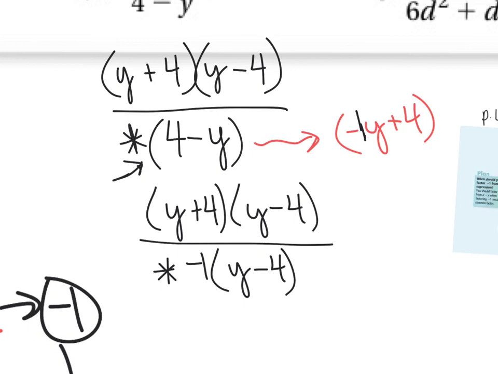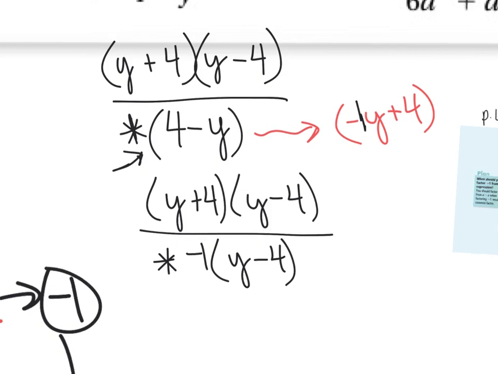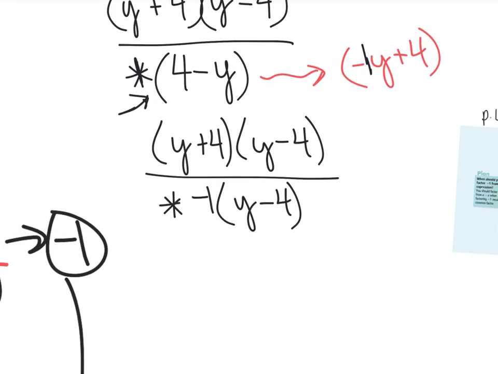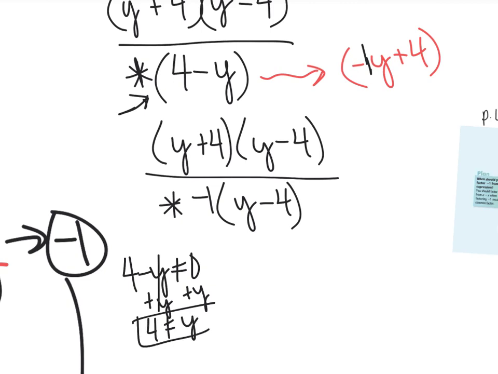Before we cancel anything, we had 4 minus y in the denominator, so that can't equal 0. If you want to add y on both sides, just to give you a positive answer, then you don't have to divide by -1. Basically, then y cannot equal 4. And then we've got these y minus 4s we can cancel.